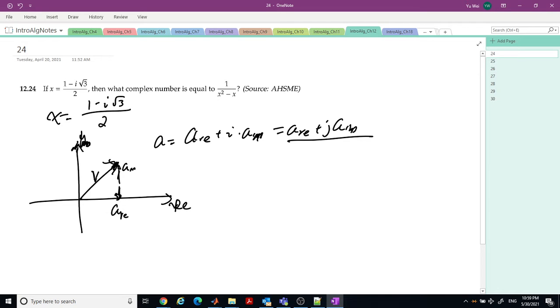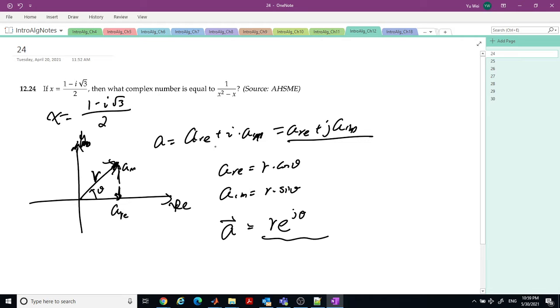So here is r and here is the angle theta, right? So you can see a_re is equal to r times cosine theta, and a_im is equal to r times sine theta. So a can also be represented by r e^(jθ). So e^(jθ) is equal to cosine theta plus j sine theta. Here, if r equals 1, it's a unit circle.